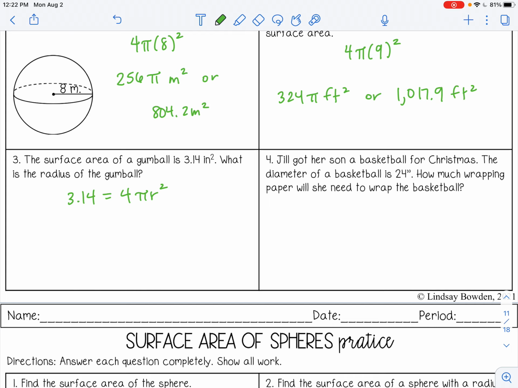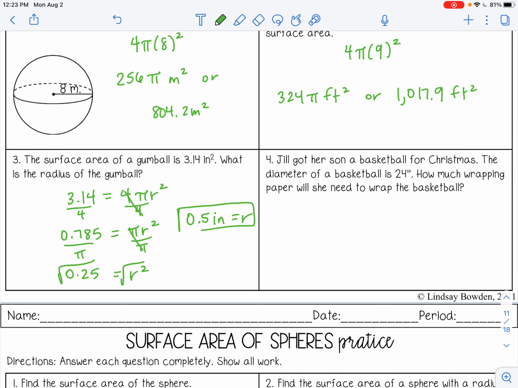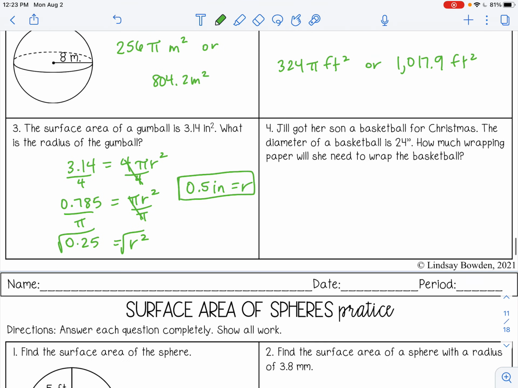So first I'm going to divide by 4 on both sides. So 0.785. 4 divided by 4 is 1. So we don't need to write that anymore. And then I'm going to divide by pi on both sides. So that's 0.25. Pi divided by pi is 1. And then I'll take the square root. The square root of 0.25 is 0.5 inches. That's my radius. And it's not inches squared, it's inches because a radius is just a length.